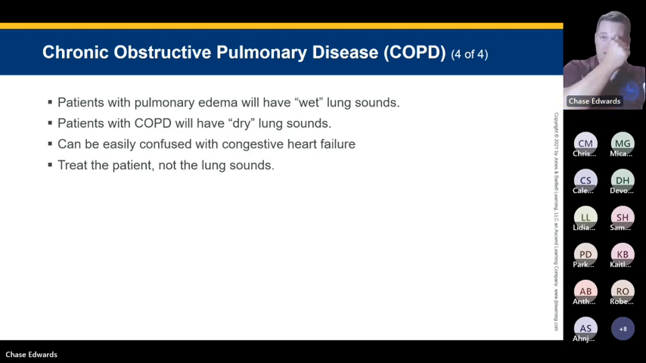So do not assume that all COPD patients have wheezing and that all congestive heart failure patients have crackles. Don't assume it. That would be a folly. So in these instances, just like it says here at the bottom, it's very good advice: treat the patient, not the lung sound. Treat the patient.